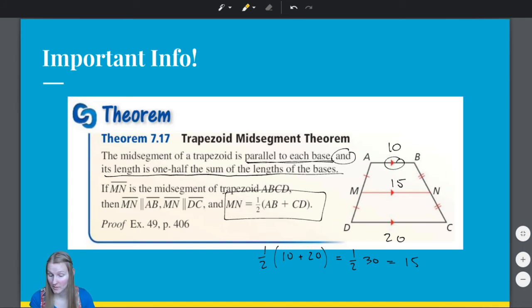And, of course, the midsegment is parallel to the bases. That's another very important thing. We already knew that the bases were parallel. That's the definition of a trapezoid. But the fact that the midsegment is parallel is very interesting.